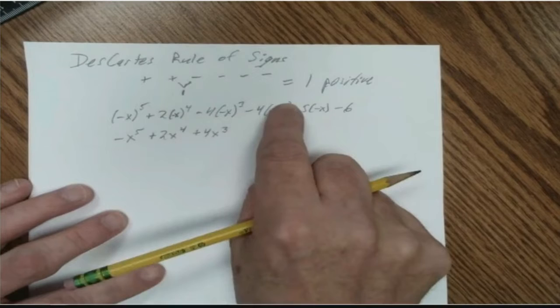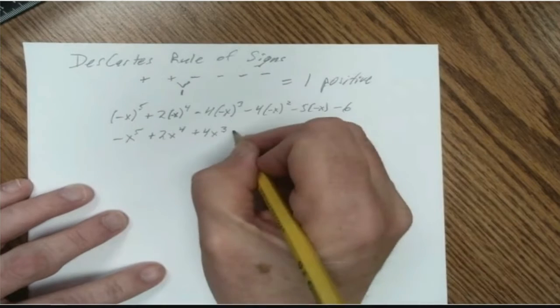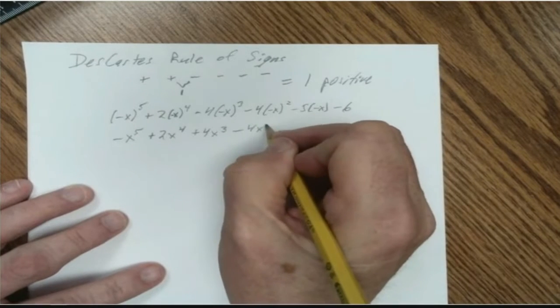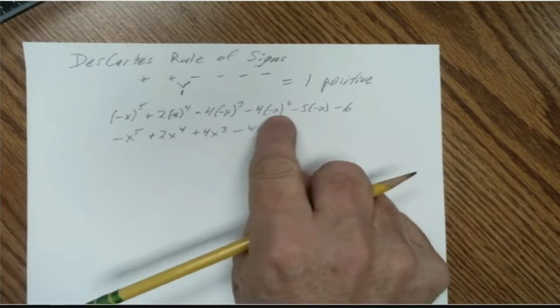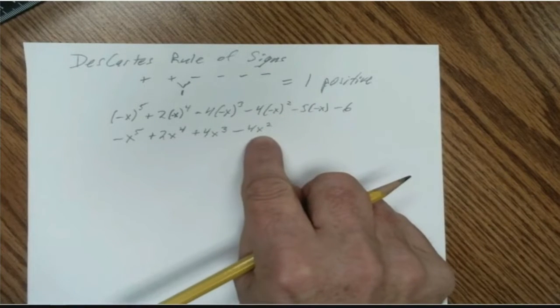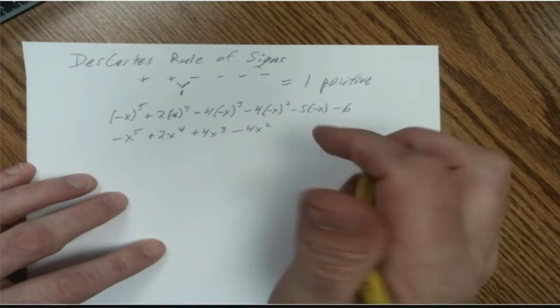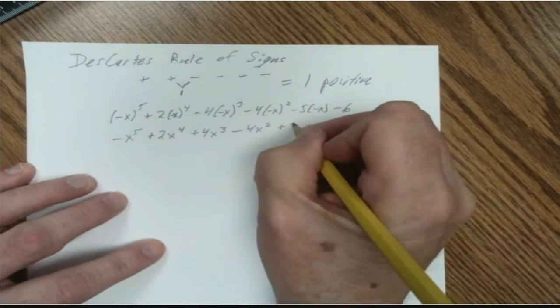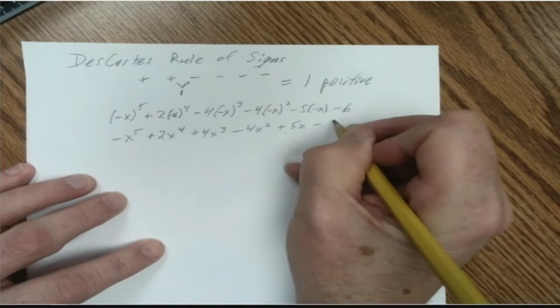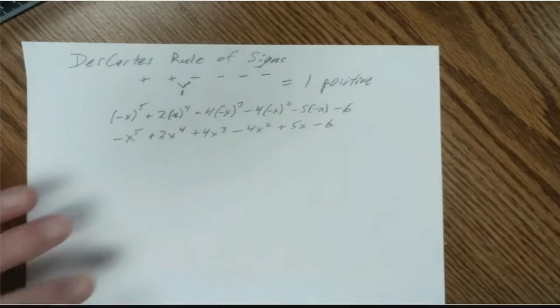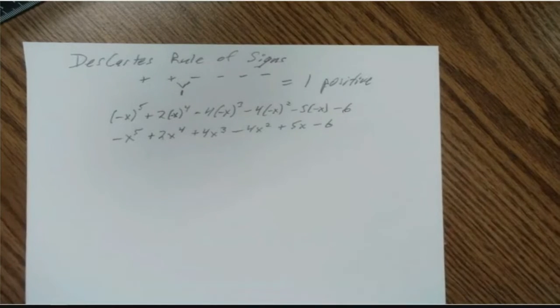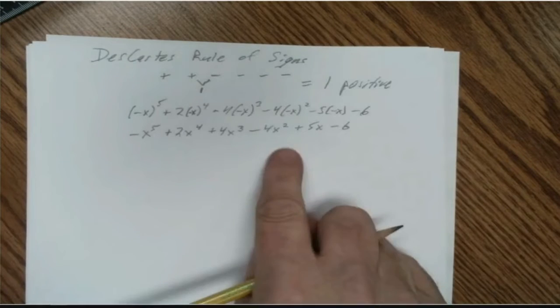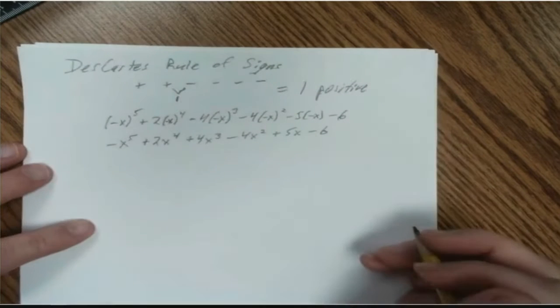Negative x times negative x is a positive. So this becomes negative 4x squared, because a negative 4 times a positive x squared is negative 4x squared. Negative 5 times negative x. Well, that's a negative times a negative. So that's positive 5x minus 6. Okay, this is what our equation becomes when we substitute negative x into it.